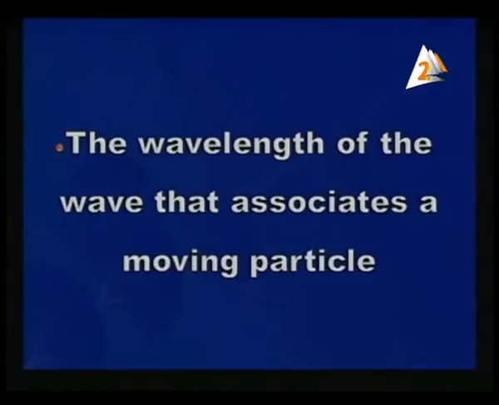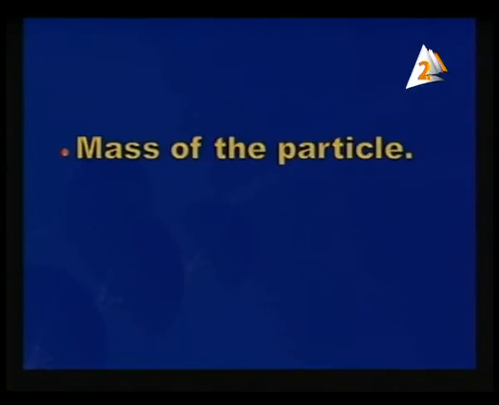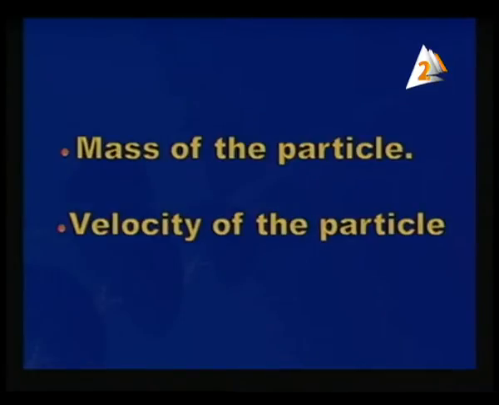What are the factors that affect the wavelength of the wave that associates a moving particle? Okay, to determine the factors, you need to write the de Broglie equation. First of all, lambda is equal to h over mv, so mass of the particle and velocity of the particle. The product of mass and velocity is the momentum.